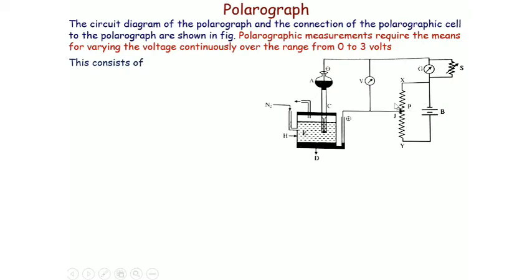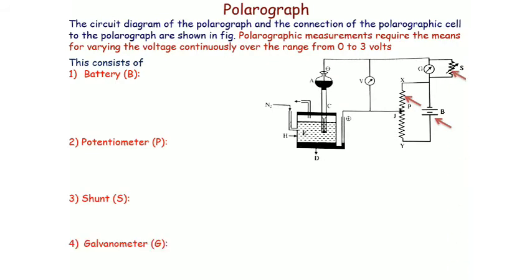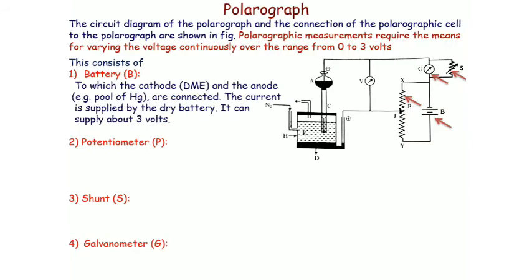Let's see the components of polarograph. First one is the polarographic cell. You know that. Other components are battery, potentiometer, shunt, and galvanometer. Battery. Here is a battery. Battery to which cathode and anode are connected.